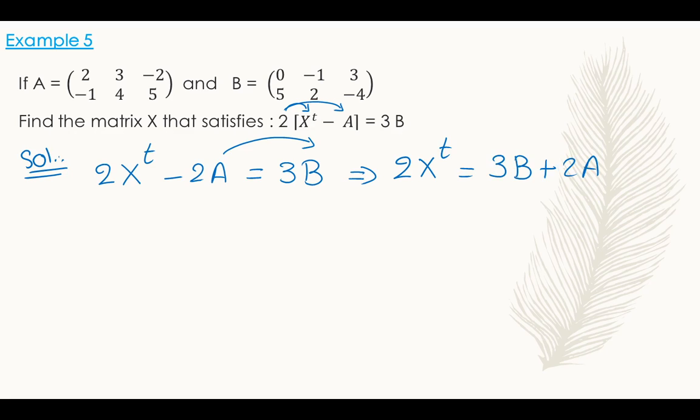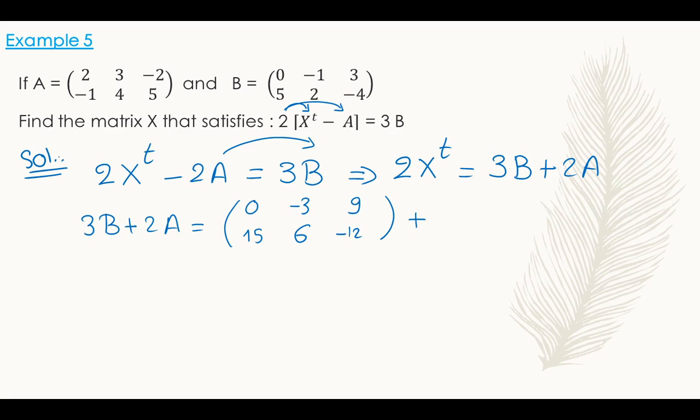Now we will find the value of 3B plus 2A. We are going to multiply all the elements of the matrix B by 3. 0 times 3 equals 0. Negative 1 times 3 equals negative 3. 3 times 3 is 9. 5 times 3 is 15. 2 times 3 equals 6. Negative 4 times 3 equals negative 12.